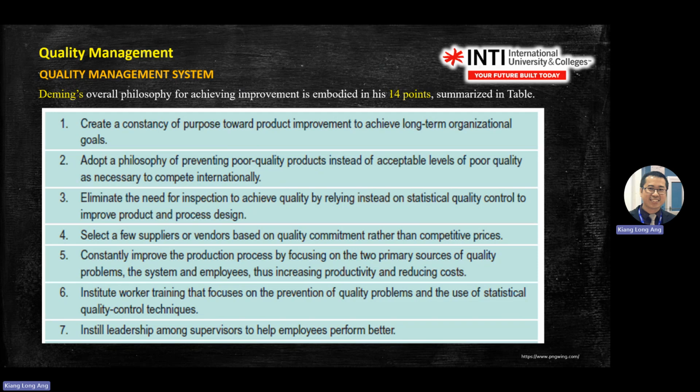Then this one is improve process. Then you give trainings so that your workers, when they are educated, are able to reduce the problems in the production. Okay. So then leadership, improve leadership so that they manage the staff.